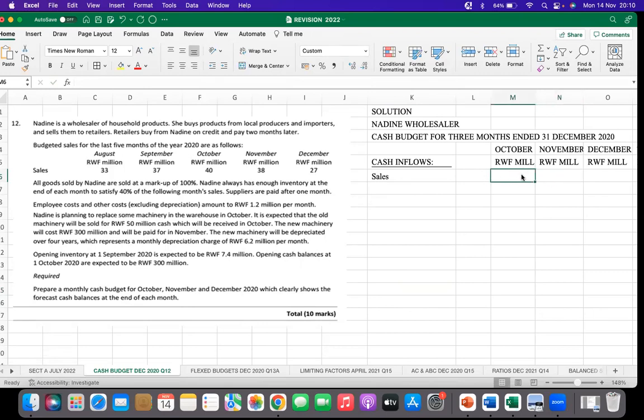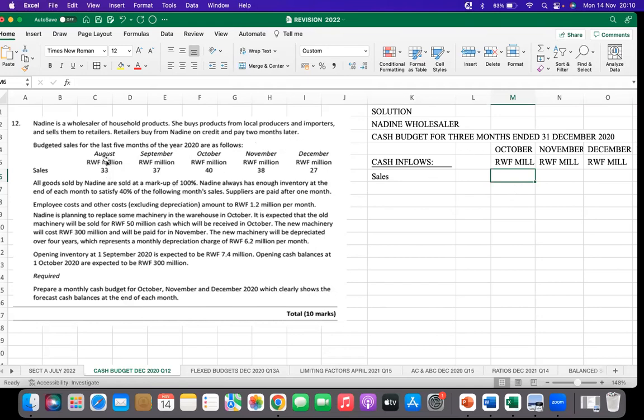Sorry, sir. Yes. I have told us, for the second paragraph, there is the retailers buy from Nadine and pay on credit after 2 months. Where is it? At the second paragraph of the question. Retailers. Oh, sorry. Thank you. Here. Retailers buy from Nadine on credit and pay what? 2 months later. Thank you. I didn't read that. Thank you for that.